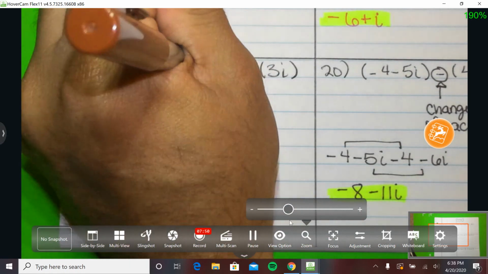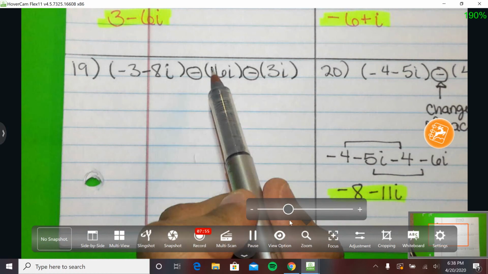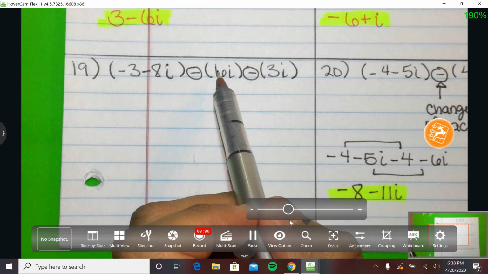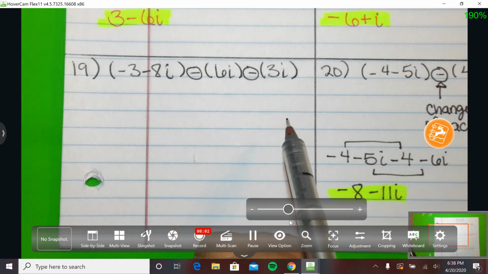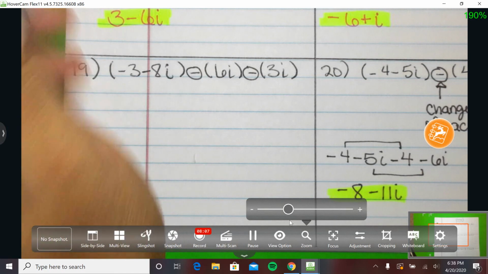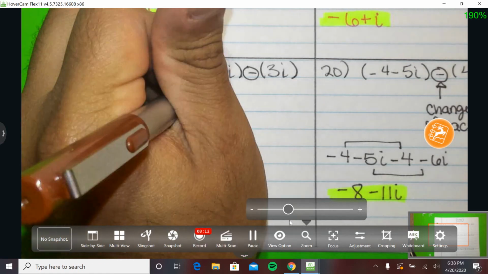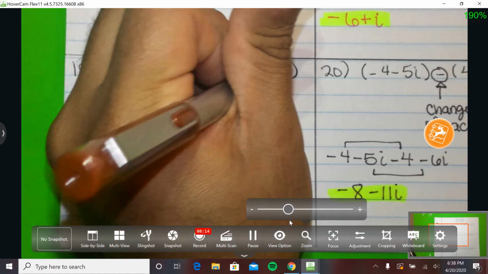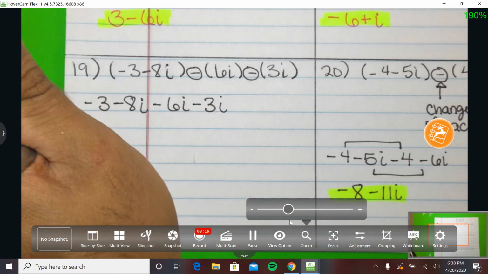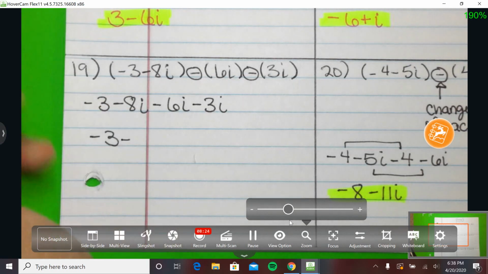Okay, we have 2 subtractions. So basically inside these parentheses, each of these are positive, but remember, we changed the sign behind it. So here this is going to become a negative 6i, and here this is going to be a negative 3i. So we still keep this. Anything that's in front will stay the same. So we have negative 3 minus 8i. This will change to a minus 6i. This will change to a minus 3i. So we basically have a negative 3, and these add up to be a negative 17i.